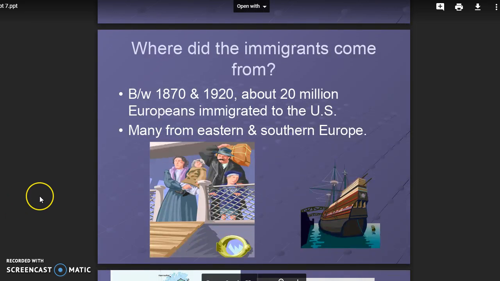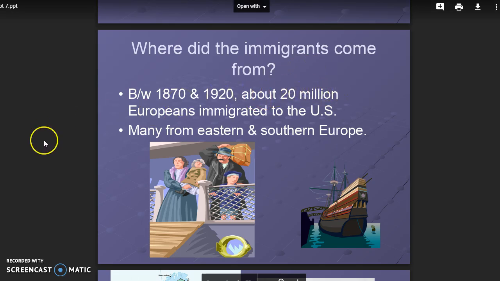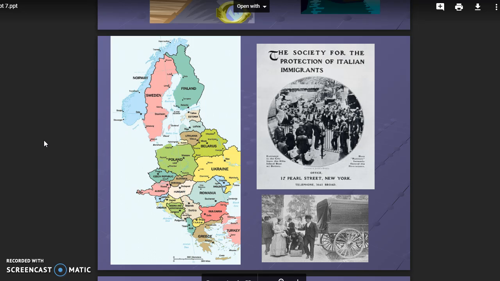Where did the immigrants come from? Between 1870 and 1920, about 20 million Europeans immigrated to the United States, many from Eastern and Southern Europe. So for number 1, go ahead and write down 20 million people. If you take a look, this is the map of where these people came from. This is up in the north of Europe, and then more so down the east side of Europe versus England and France.